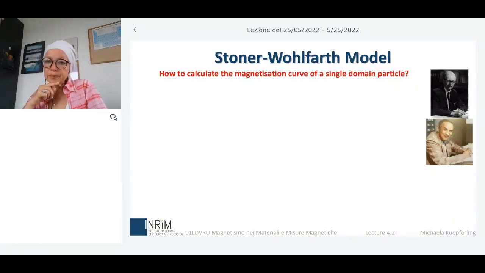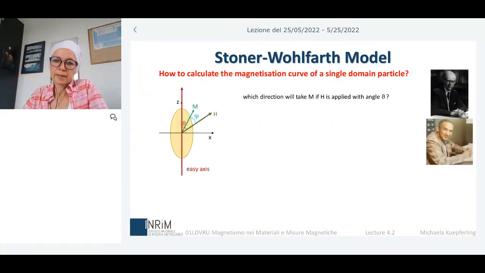Now, this brings us to the Stoner-Wohlfarth model, which is a very important model in magnetism, and it's also very much considered in order to understand better hysteresis processes. And here we consider this so-called single domain particle. Let's see a little bit what this Stoner-Wohlfarth model is describing.